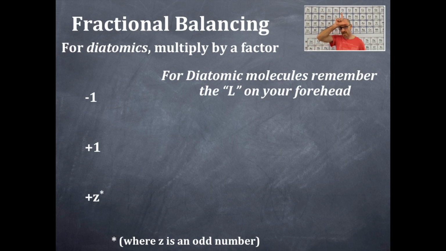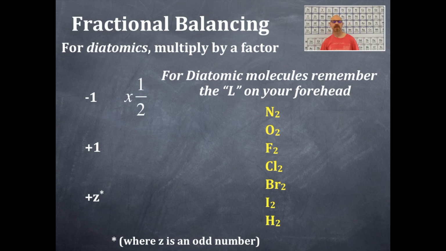Okay, I'm hoping that you remember your diatomics. Remember there's an L on your forehead. You're going to flip that L down and you get the number 7. That number 7 tells you how many diatomics there are. These are the diatomics, I've highlighted those for you there. You flip this down, you get a number 7. There's our diatomics: nitrogen, oxygen, fluorine, chlorine, bromine, iodine, and hydrogen.